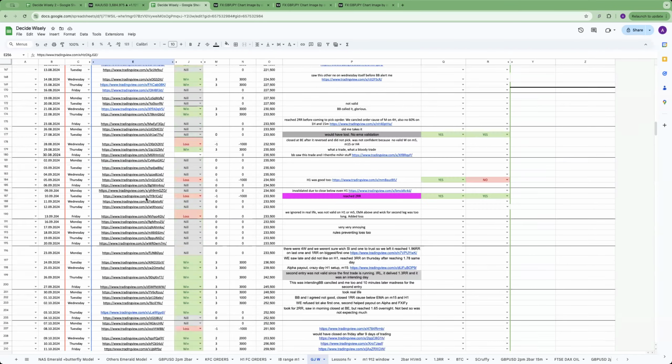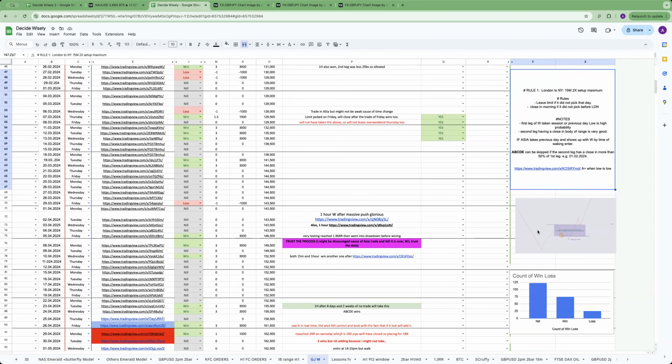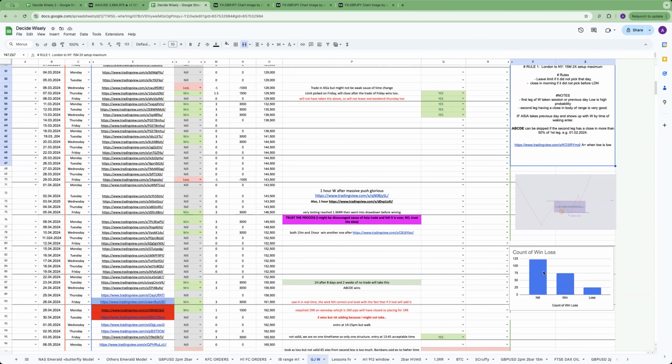My strategy is simple, or my rules are clear. I write my rules out: this and this and that. I can have a limit order, A, B, C, D, whatever. I have a diagram of what I'm trying to achieve. I have a structure that shows my win rate.